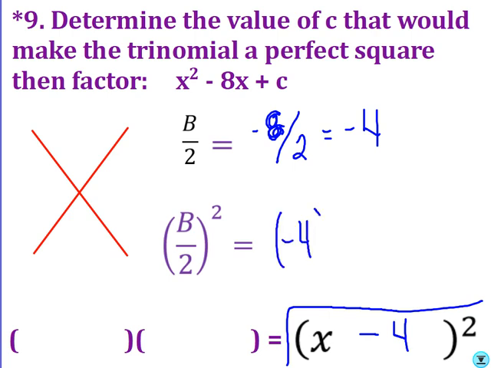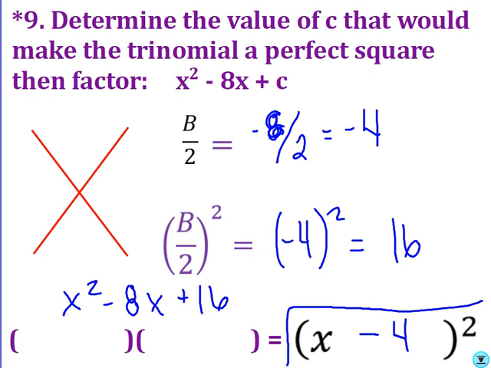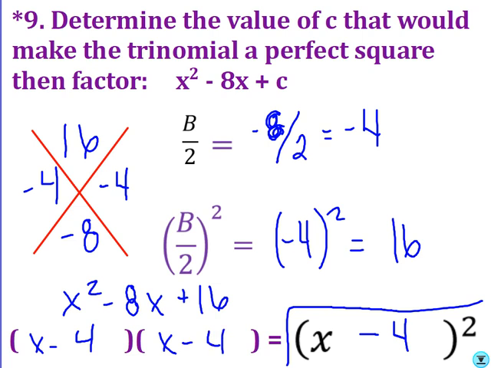So now I want to take that negative 4 and square it. This tells me what c will be. So negative 4 squared is 16. So two numbers that multiply to give me positive 16 and add to give me negative 8, because we are going to refactor that. And it should be of no surprise, it is negative 4 and negative 4. So we have x minus 4 and x minus 4. And then we can rewrite it in this perfect square format again.